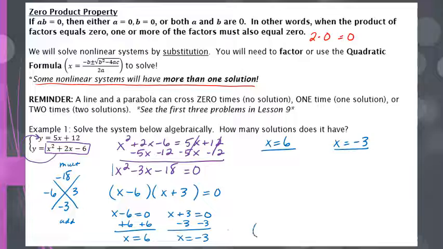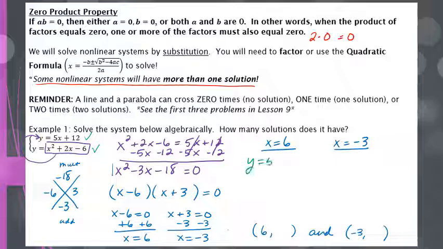So what's going to happen here is I'm going to end up with two solutions, and right now what I know is that the first one is going to be 6 comma something, and the second solution will be negative 3 comma something. So let's figure out what that something is. So I'm going to take x equals 6, and I can plug it into either one of these original equations. The top equation looks like it's going to be a little bit more simple to deal with, so I'm going to choose to use y equals 5x plus 12.